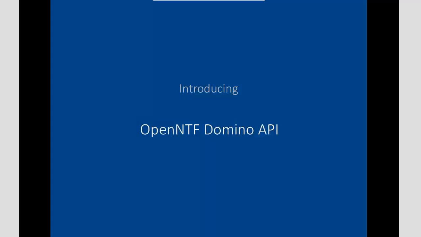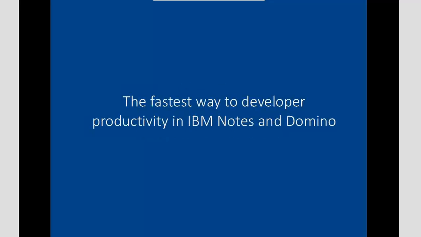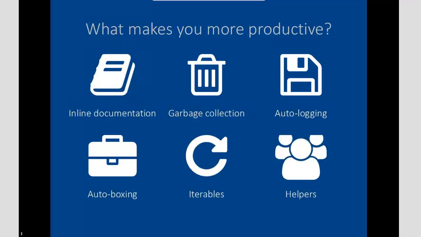So today we're introducing the OpenNTF Domino API. And this API is the fastest way to deliver productivity in Domino. Our objective is all about making developers more productive, allowing you to get things done faster, more reliably, and really making your code flow. So how do we do that? Well, there's 6 keys in the current milestones to get that done.